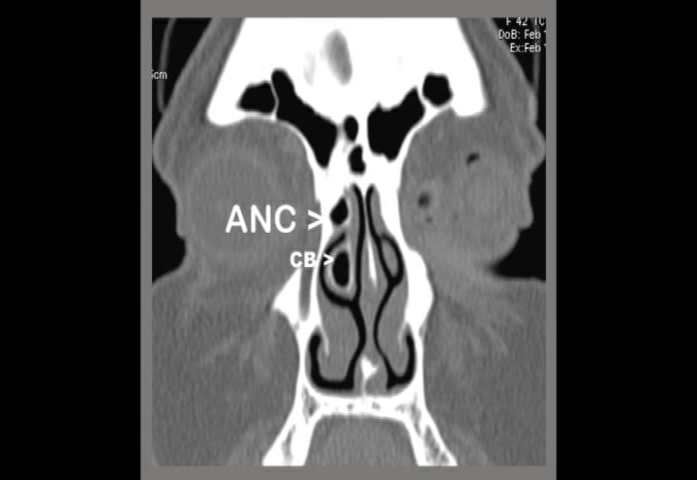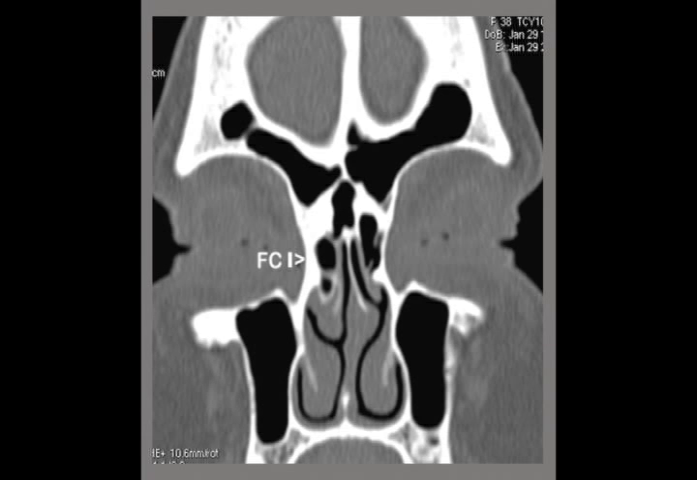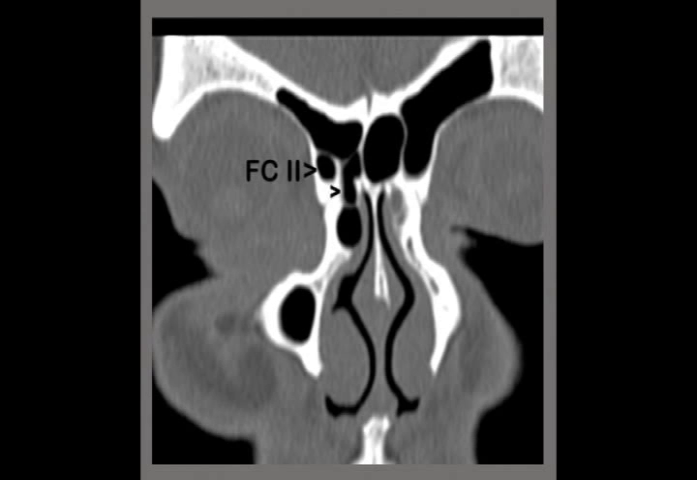Remember that all anterior group of cells push the frontal drainage pathway posteriorly, medially or laterally. Here is an example of the ANC, agger nasi cell, and the CB, concha bullosa, in the middle turbinate. This is a classical type 1 cell. You can see that the cell is below the nasofrontal beak on the right side, and it's a bipartite agger nasi cell.